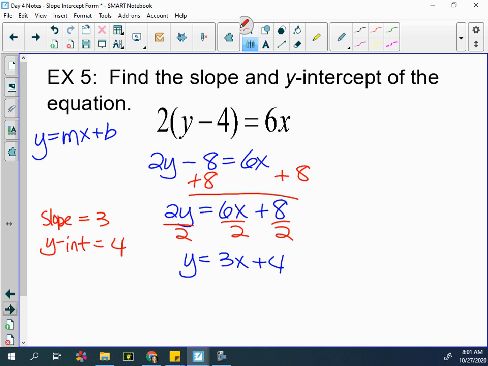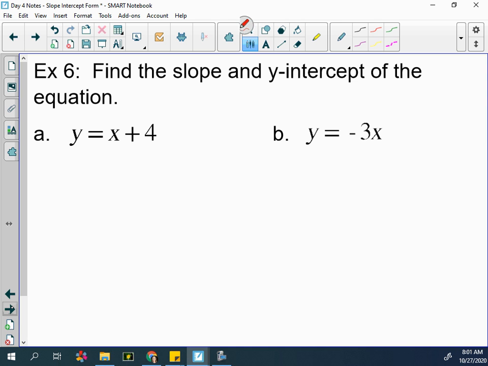Okay, on these last two, you're just simply identifying m and b. So on this first one, the slope is the number that you multiply by x. So there is a number there. It's a 1. Okay, so for some reason in math, we just don't write the 1 when it exists in front of a number or in front of variables. So your slope is 1, your y-intercept is 4.